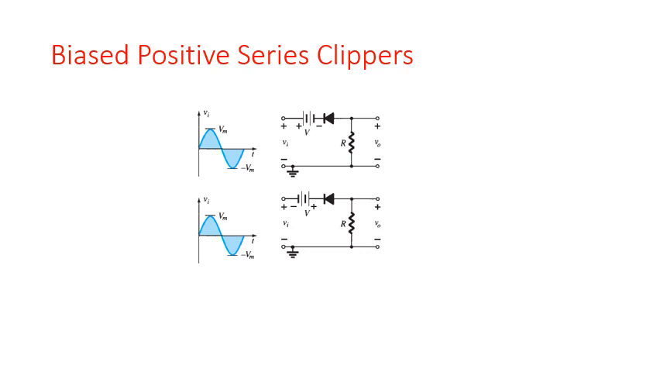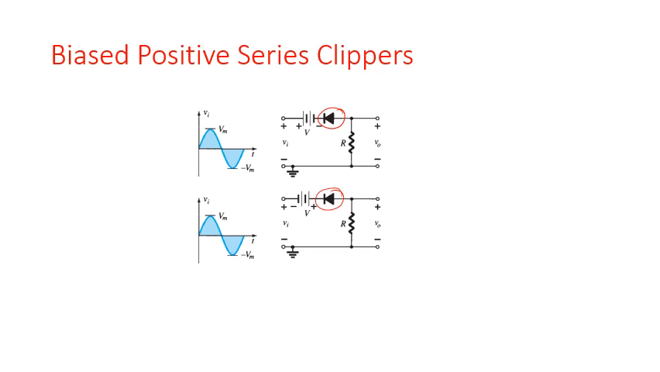Coming to positive biased series clippers. So when I have positive biased series clippers, your diode direction is same like a positive clipper. So you know that the positive part of your waveform is going to get clipped. But what else is going to happen? So for finding out what else has to happen, you will have to apply an equation. So what kind of equation do you apply?